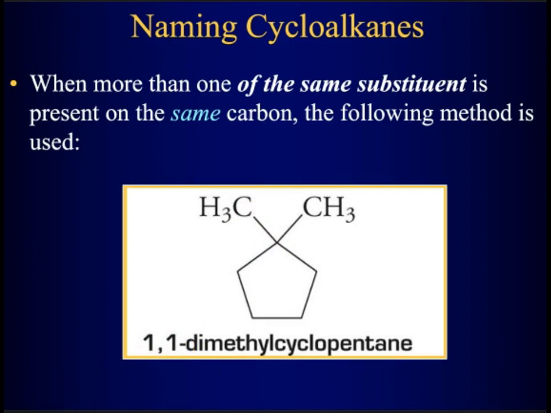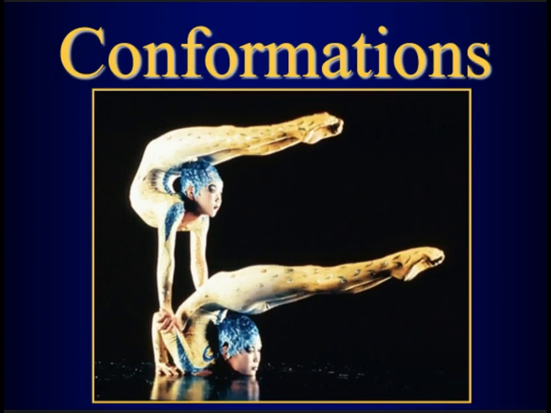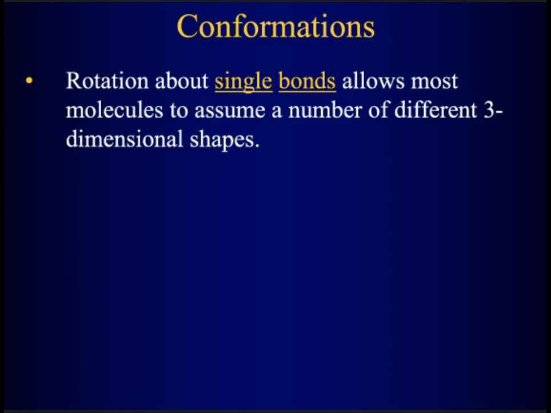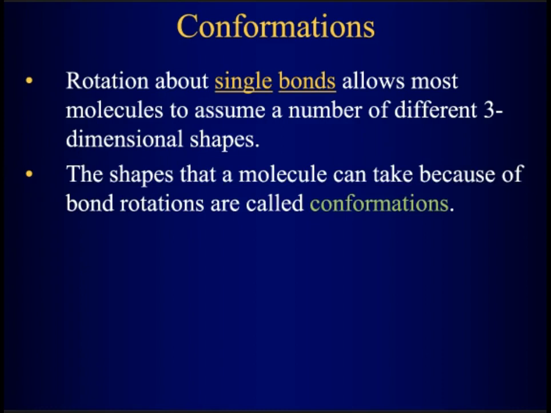Alright, so we've been looking at isomers. Let's look at conformers now. So we said isomers have the same formula, different shapes or different connections for the bonds. Conformers are going to be a little bit different. Conformers rotate about single bonds, so most molecules assume a number of different three-dimensional shapes. So these have the same formula, the same bonds, but they're going to look a little bit different in three-dimensional shape or space. So the shapes that a molecule can take because of the bond rotations are called conformers.